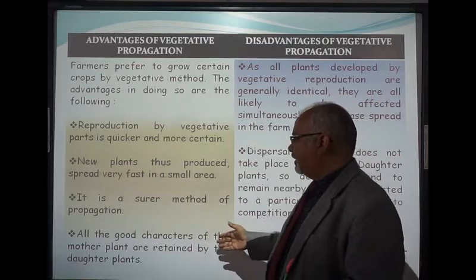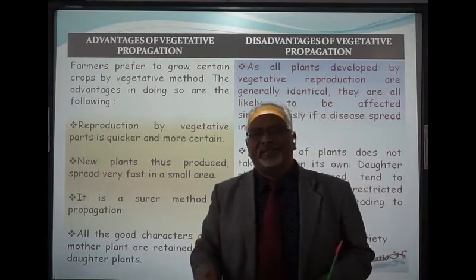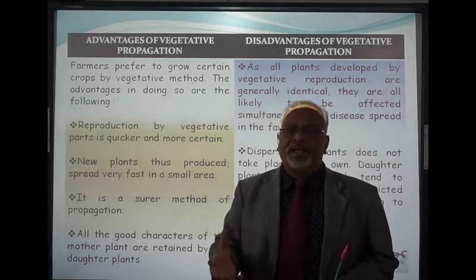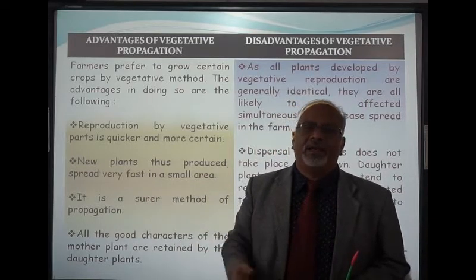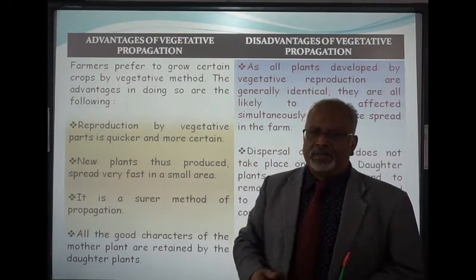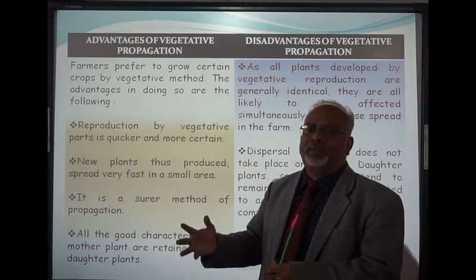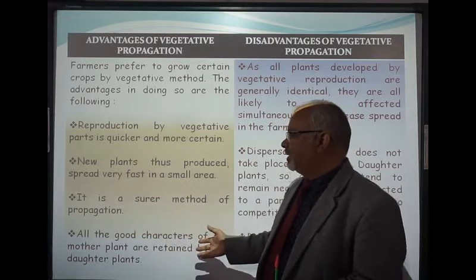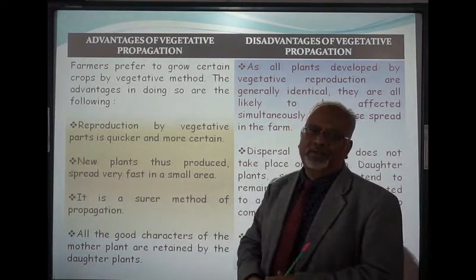Now, the good characteristics of the mother plant are retained by the daughter plant. So the plant is identical, it's just like the parent plant. So all the good characters of the parent plant, if the parent plant is healthy, all these daughter plants also will be very, very healthy.